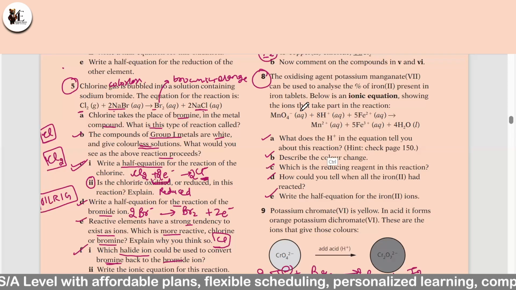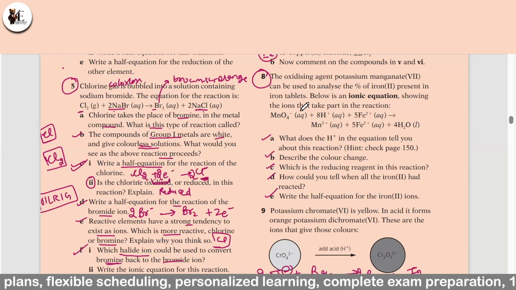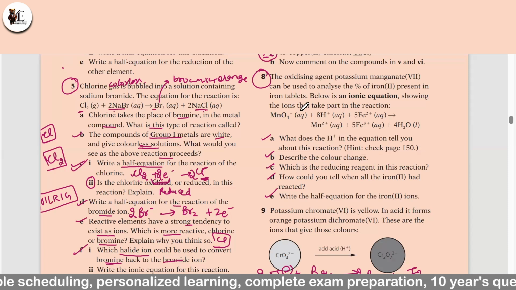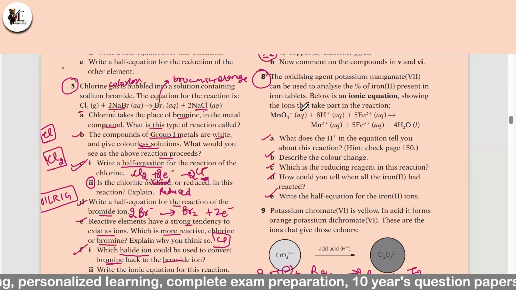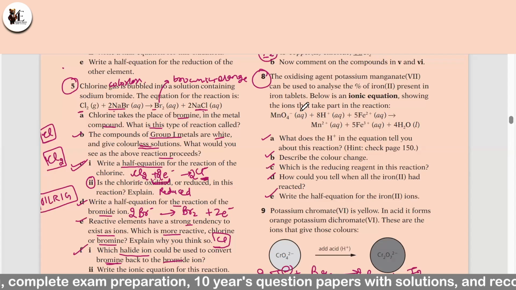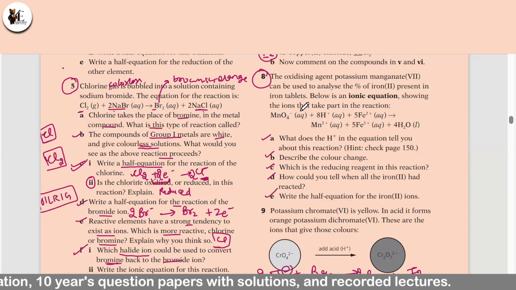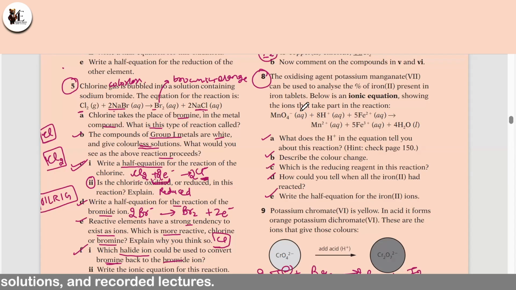So what does the H plus in the equation tell you about the reaction? It tells us that it is an acidic reaction as H plus ions are released. Yes. The presence of H plus indicates that this reaction is carried out under acidic conditions because H plus ions are there.